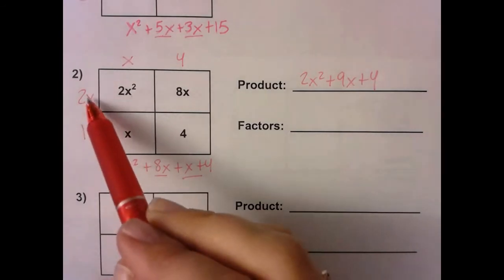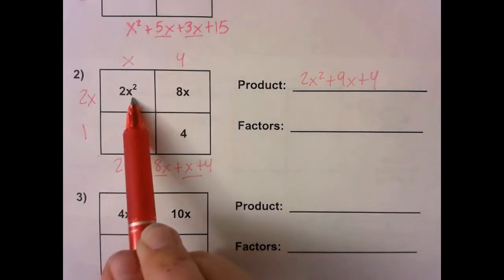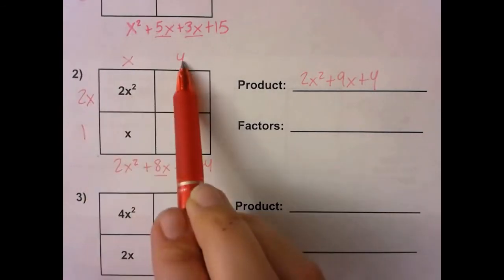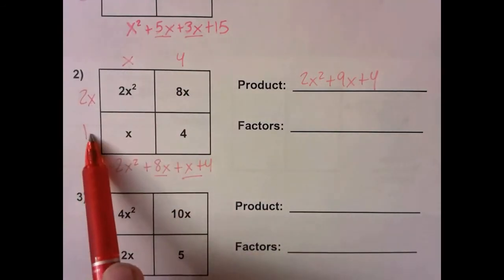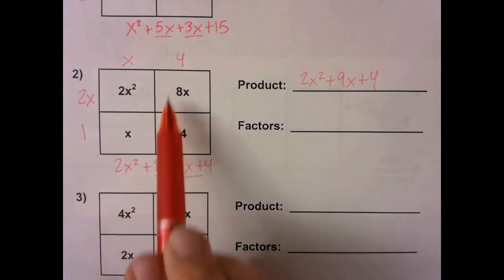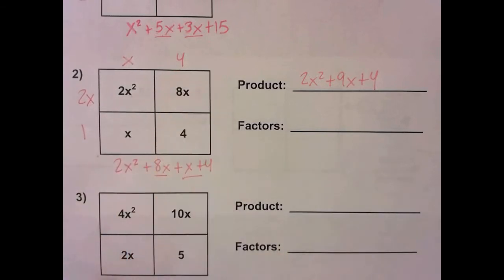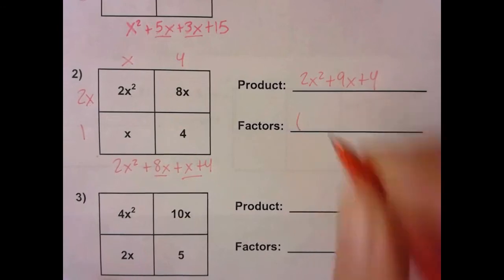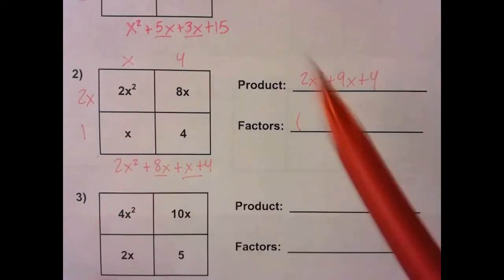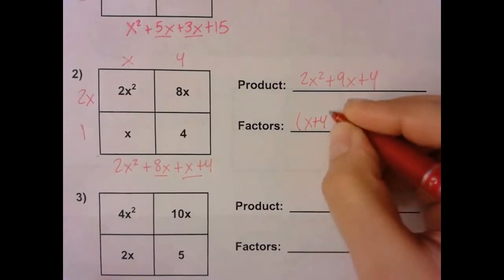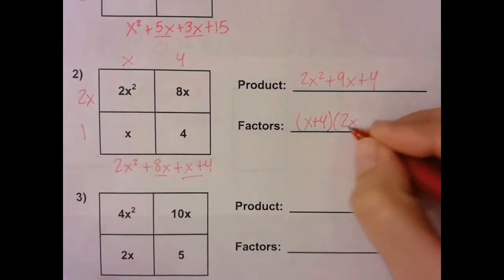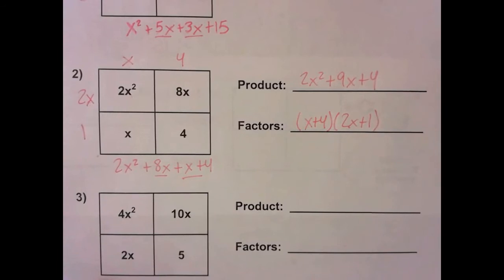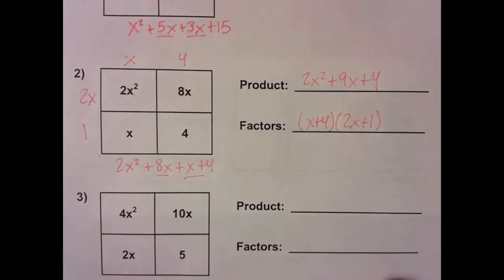Let's double check we're correct. Always double check yourself. 2x times x is 2x squared. 2x times 4 is 8x. X times 1 is x. And 1 times 4 is 4. So we're correct. That means our factors are x plus 4 and 2x plus 1. All right, one more on this side.